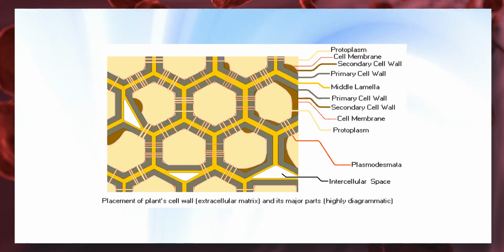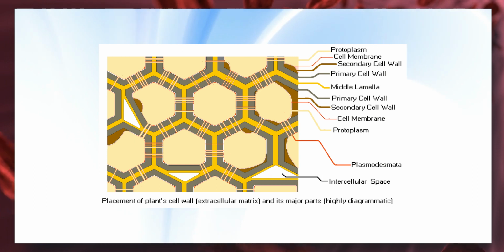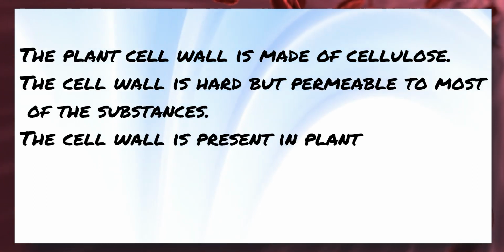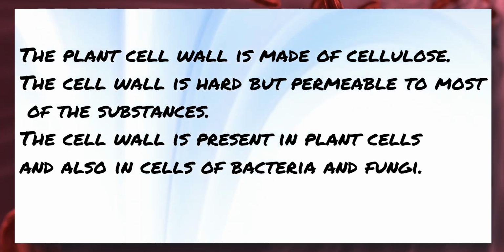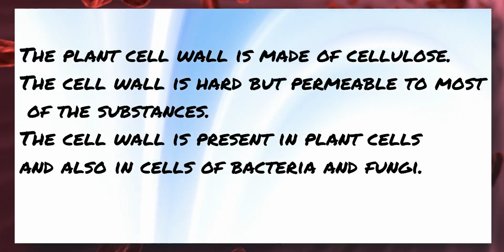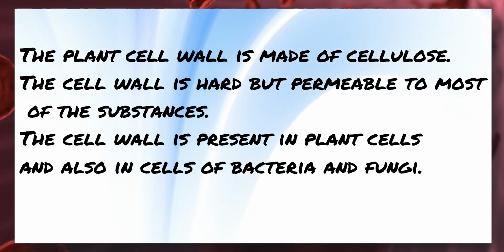Now let us learn about cell organelles present in a cell. Cell wall. The plant cell wall is made of cellulose. The cell wall is hard but permeable to most of the substances. The cell wall is present in plant cells and also in cells of bacteria and fungi.